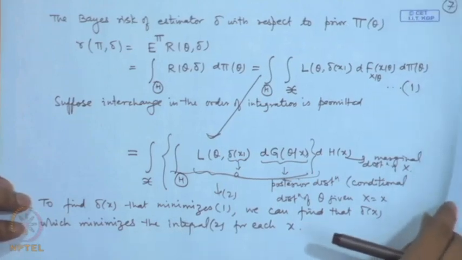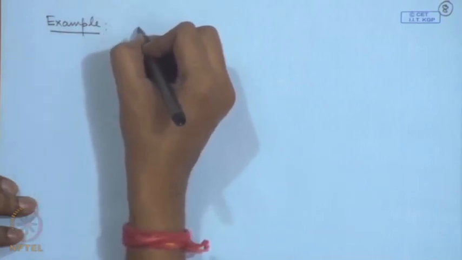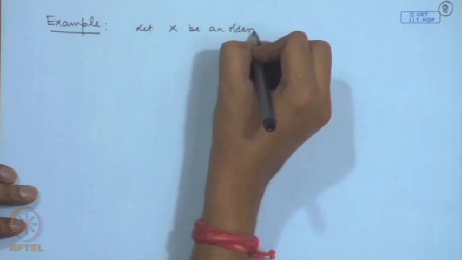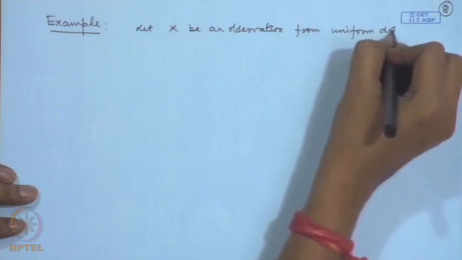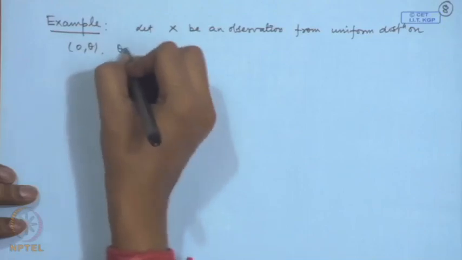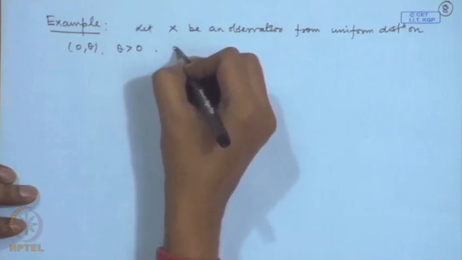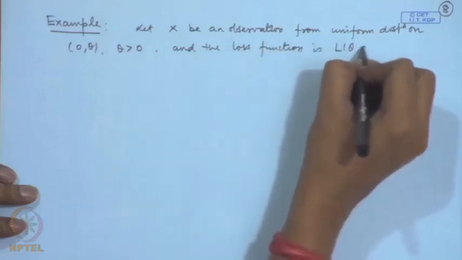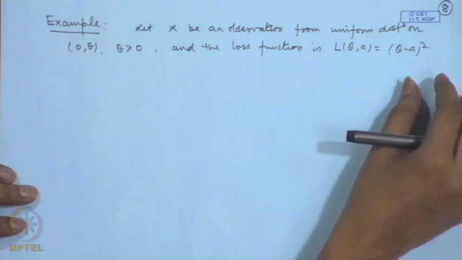Let me explain through an example here. Let x be an observation from the uniform distribution on 0 to theta, theta positive. So, our parameter space is 0 to infinity, and the loss function is, say, theta minus a squared, that is the squared error loss function. That means our criterion is mean squared error.